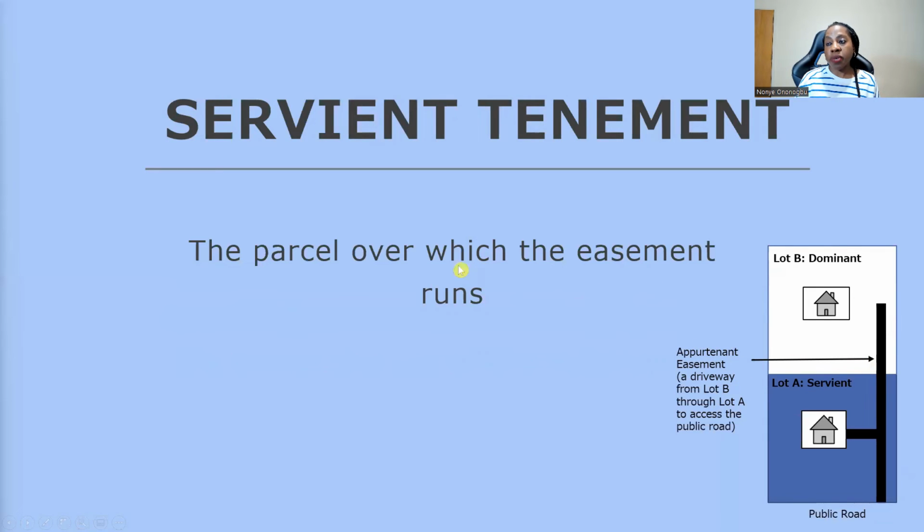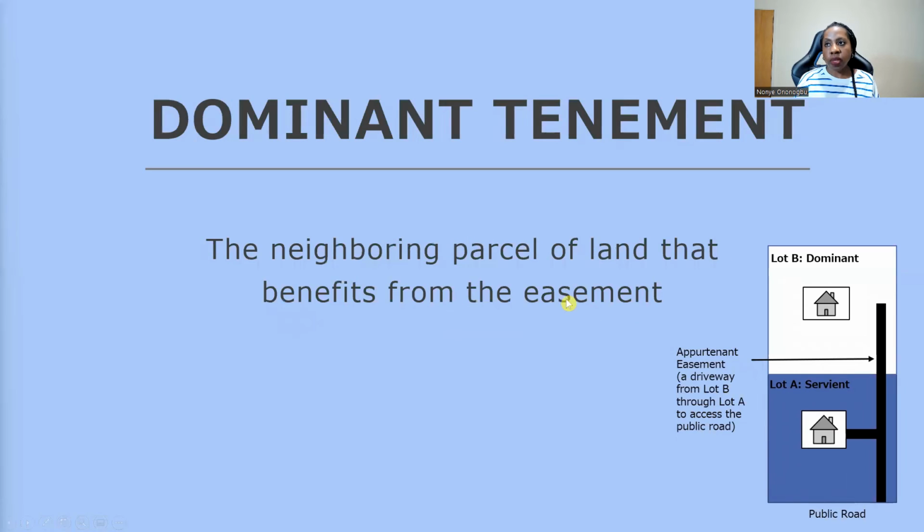The servient is the one being used. So the person who the easement is on their land is servient. So think about it, the person being used, the person who is serving: servient tenement. So in this scenario, lot A is servient, and this is our appurtenant easement. It's a driveway from lot B through lot A, getting us to the public road. Therefore, the dominant tenement is the neighboring parcel that benefits from the easement. So think about it, the person who is being served, the person who is using the other person, or the person who's dominating the situation, right? That's your dominant tenement.